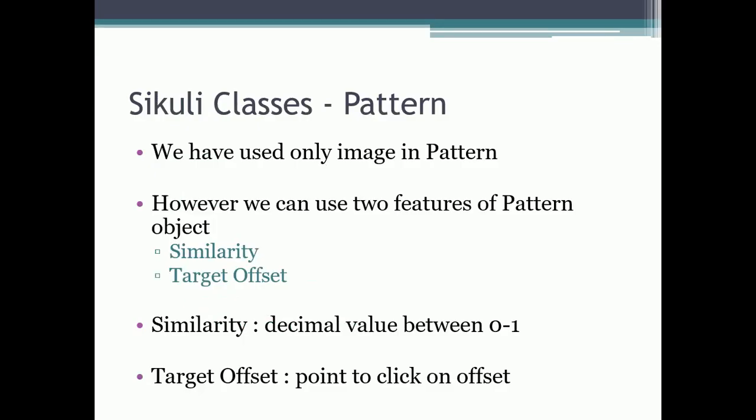As of now, we have used only image in pattern, but however, we can use the other two features of the pattern object, that is similarity and target offset. We can use these two features of pattern and take advantage of them to make our script more efficient. Similarity is a decimal value between 0 and 1, which is nothing but the percentage. Like consider 0.5 means 50% similarity. So if anything looks 50% similar to the thing which we are looking for, then we can click on that. Target offset is nothing but the point to click on the image.